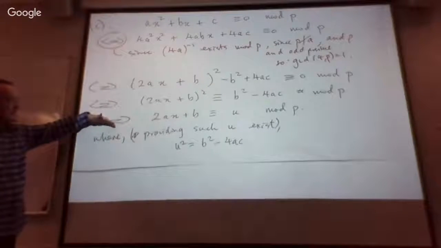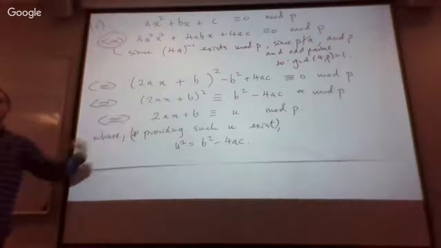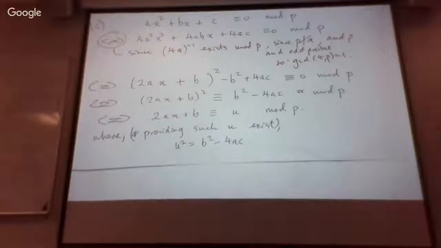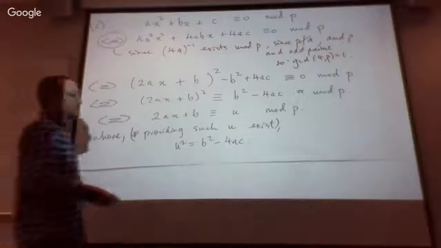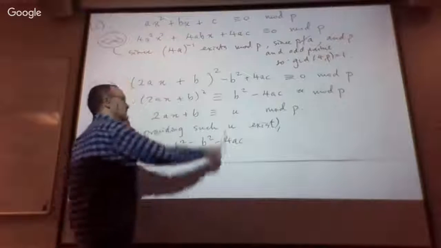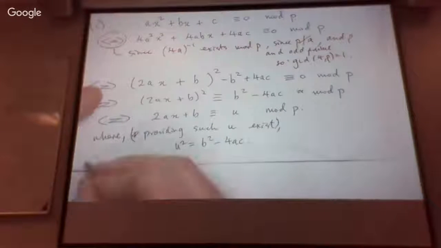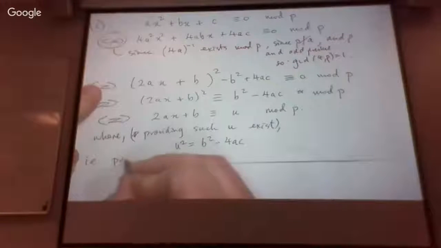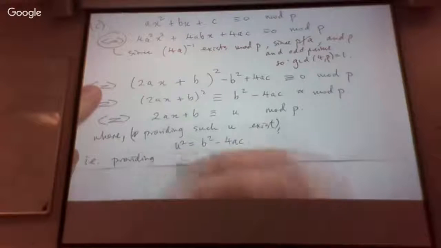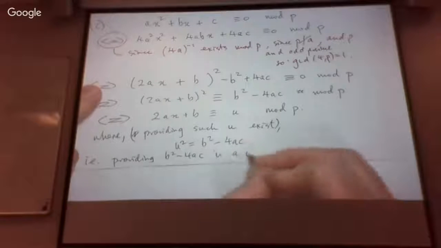So you can make this last step if such congruence classes u exist. They don't always exist. They only exist half the time modulo p, because only half of the congruence classes modulo p are quadratic residues. So only half of them have these square roots. So, providing b squared minus 4ac is a quadratic residue.